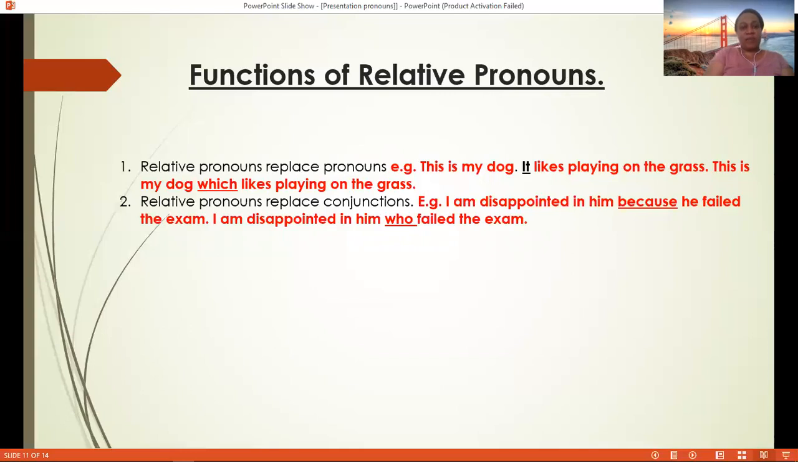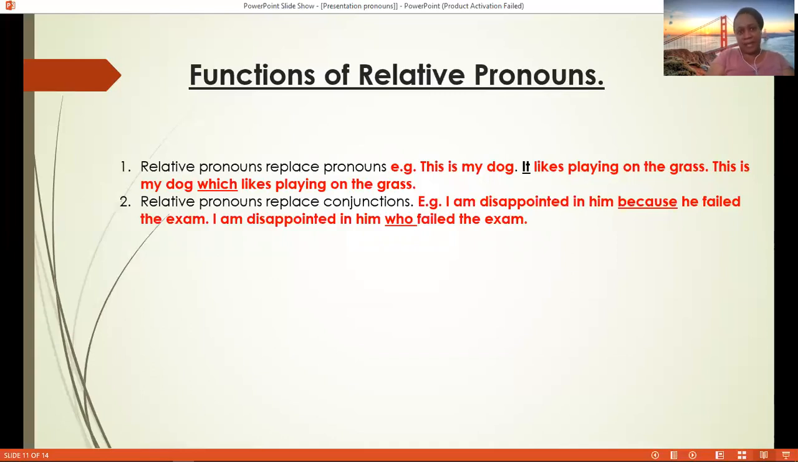Number 2, relative pronouns replace conjunctions. Okay, that's where we are now. I am disappointed in him because he failed the exam. The conjunction because will be replaced by the pronoun who. I am disappointed in him who failed the exam.